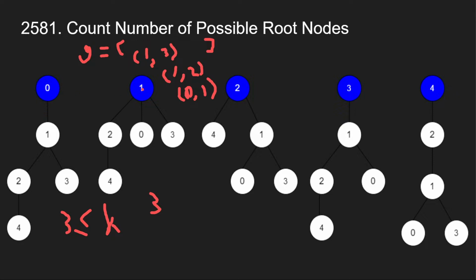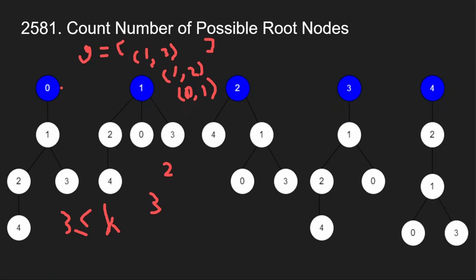The thing is going to be different. If the root is 1, then 1, 3 is still inside, and 1 to 2 is still inside. But 1 to 0 is not inside because the sequence is always from the parent to the child. It means 1 to 0 is not inside, so the count is going to be 2. So this is not a valid count. This is just my example. I think it is not the same as the example in the question, but basically this is the idea.